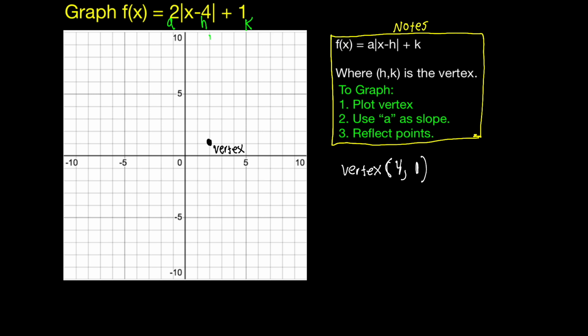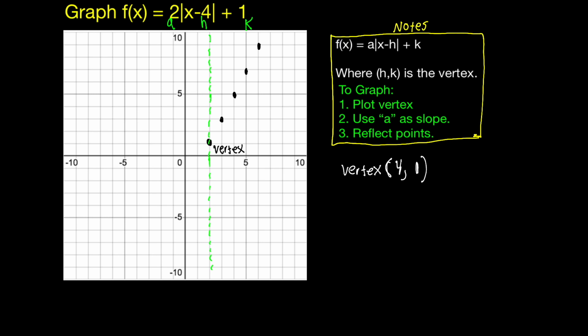I'm going to create the axis of symmetry. The axis of symmetry is going to cut my vertex vertically. And that's going to help me reflect the points once I use the slope to graph one diagonal. So my a value is 2, so I'm going to go up 2, right 1. Beginning at the vertex, I'm going to go up 2, right 1. And I'm going to repeat this process, up 2, right 1, up 2, right 1, up 2, right 1.